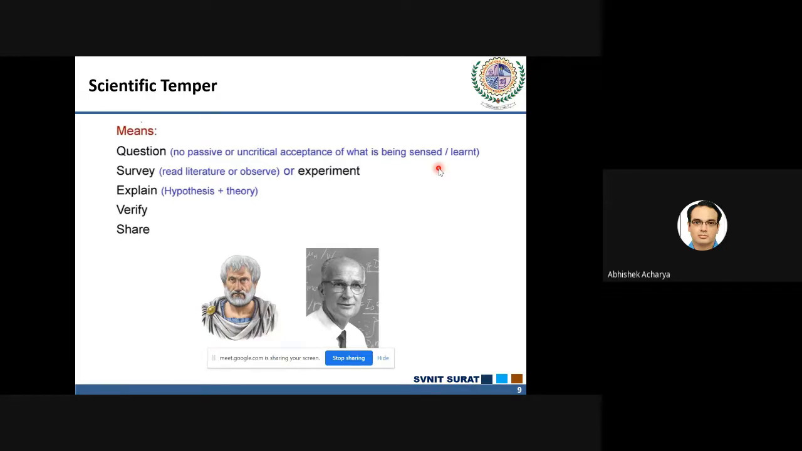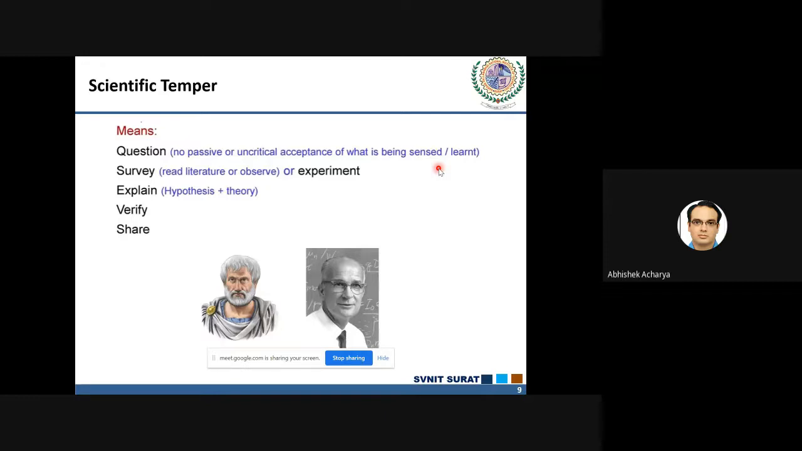The second is survey. This is very important in the design thinking process and in literature reading also. So what is the meaning of survey? We must read the literature or observe or at least experiment. Then explain; at least we should explain the hypothesis plus theory of that, then we have to verify, and then we will share. This is the process of scientific temperament, and one must follow it.